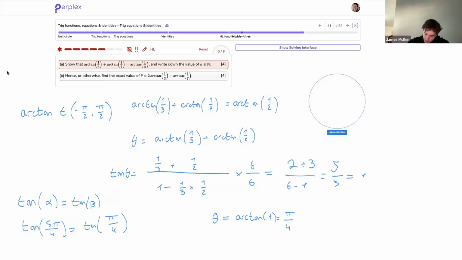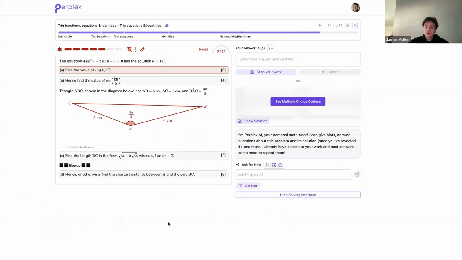the range I'm restricted to is this range here. And 1 over 3 is kind of somewhere here, and 1 over 2 is kind of somewhere here. They're both less than pi over 4. So when I add them together, at most they're going to be like, here or something. So they stay in the range. Okay, that's a good question.